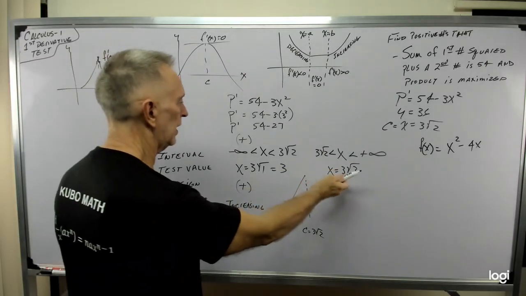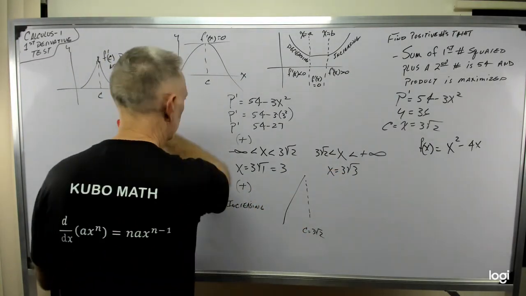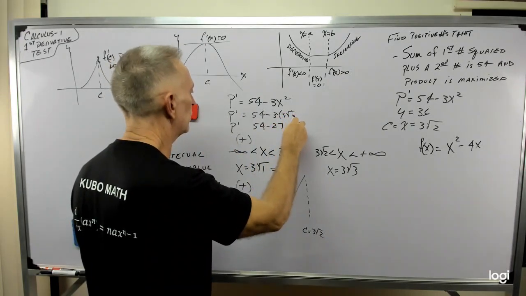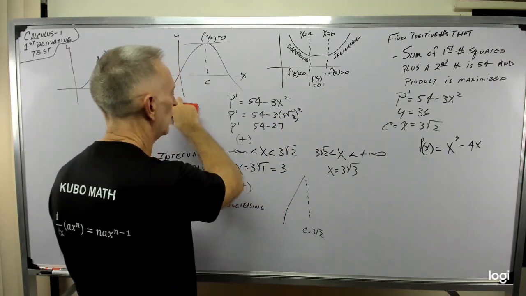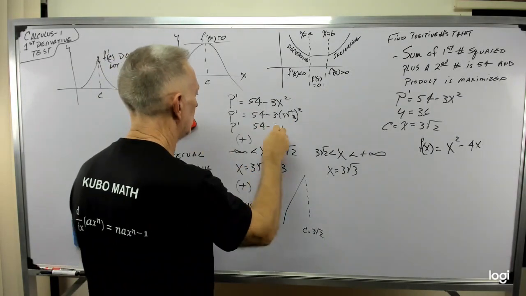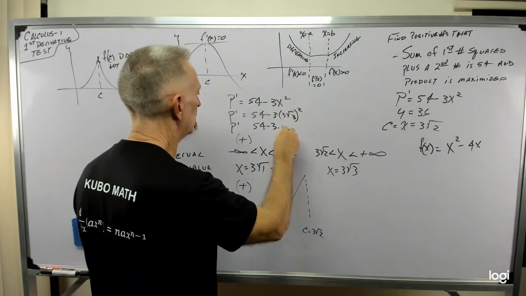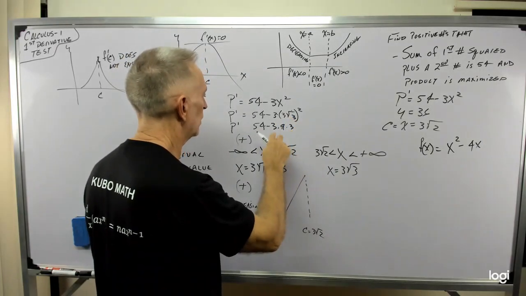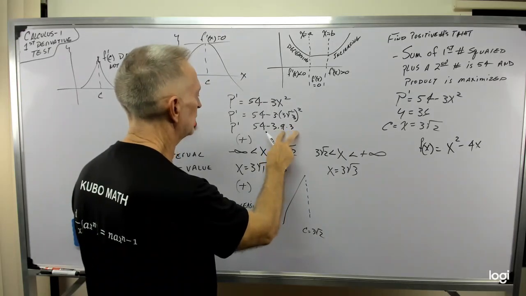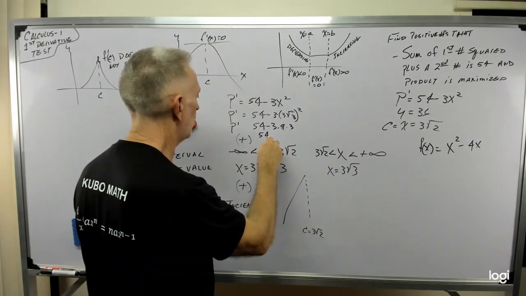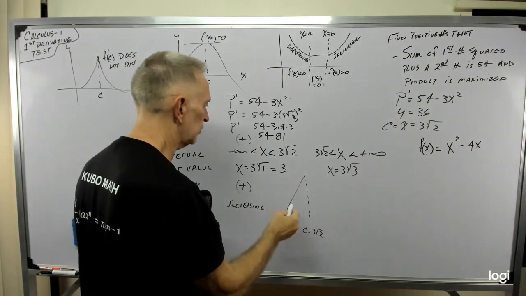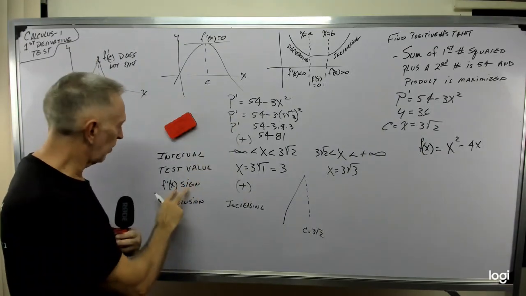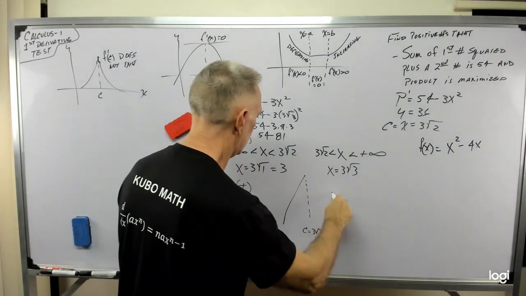Okay, so let's look at it on the other side, 3 square root of 3. So I've got 3 times 3 square root of 3 squared. Well, so that's 3 times 3 squared is 9. Square root of 3 squared is 3. So 3 times 3 is 9, times 9 is 81. So I have 54 minus 81. Well, that's a negative number. So the sign of f prime, or p prime in this case, would be a negative number.